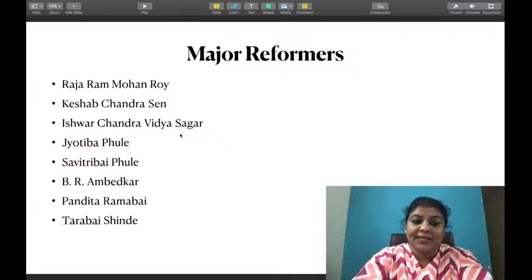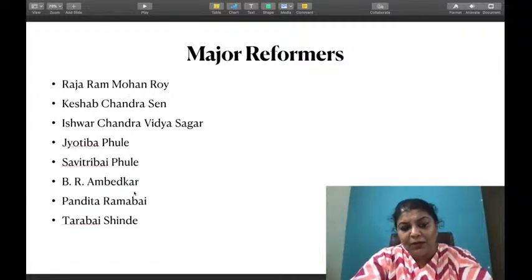And Ishwar Chandra Vidyasagar was an educational reformer. Ishwar Chandra Vidyasagar wanted to support literacy of women also. Jyotirao Phule and his wife Savitri Bai Phule both supported women's education. They established schools. I will talk about them in detail. I am just introducing them first.